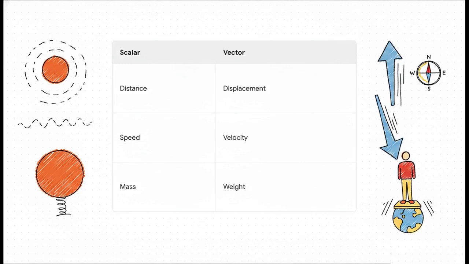It's the exact same deal with speed versus velocity. And pay special attention to this one. Mass is just a scalar, but weight is a force acting downwards due to gravity, making it a vector. Always keep that distinction in mind.